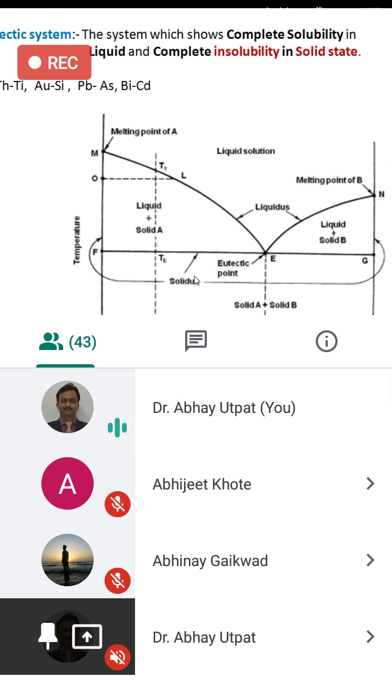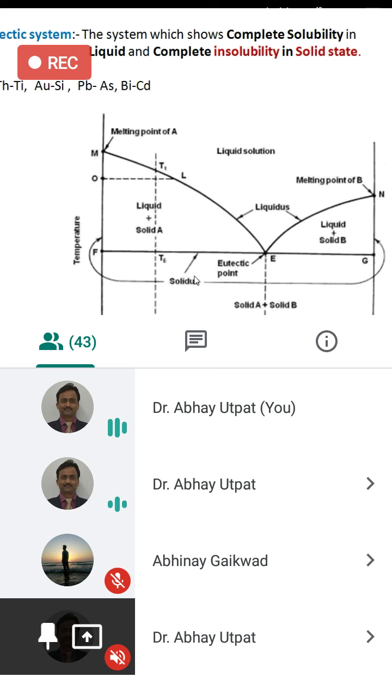Just check. Type number, actually by mistake this is 1, it is type number 2. Eutectic system: the system which shows complete solubility in liquid and complete insolubility in solid state. Intentionally I have used a different color.